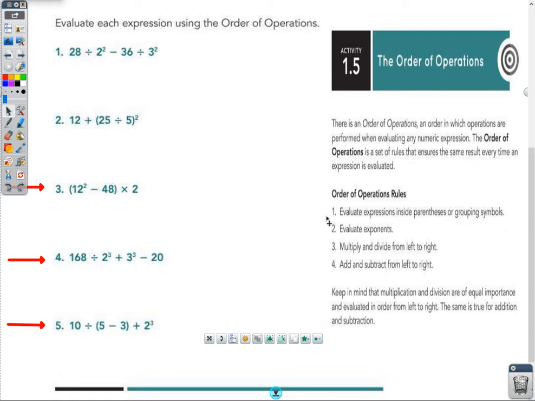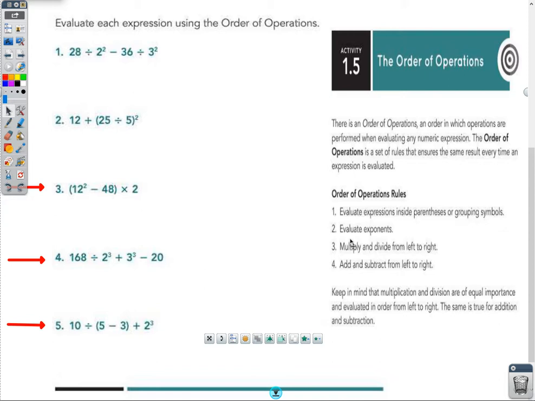The first thing that you do is evaluate expressions inside parentheses or grouping symbols. So if I look at all these problems, I see that 25 divided by 5 is inside parentheses, 12 to the second minus 48 is in parentheses, 5 minus 3 is in parentheses. So that's the first thing we would do to solve any of these problems. Grouping symbols basically means the same thing. Parentheses, grouping symbols, brackets, they're all the same.